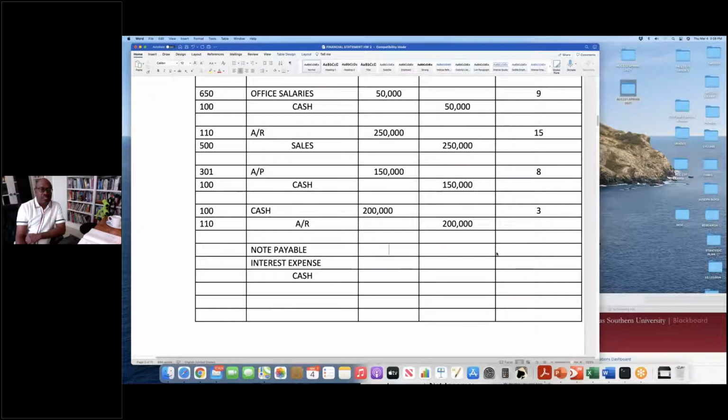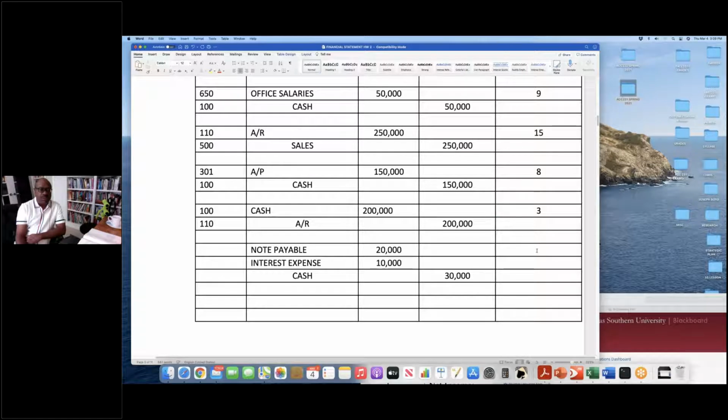Okay, so what's the debit to note payable? 20,000. What's the debit to interest expense? $10,000. And 30,000 in cash. This is the one people have a tendency to miss. But hopefully see how it's done.